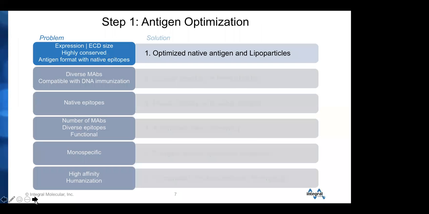Next slide, please. Let's get started talking about the 6 steps to a successful campaign. Step 1 is working with optimized native antigen and addresses the problems I previously stated here on the left. Next slide, please.